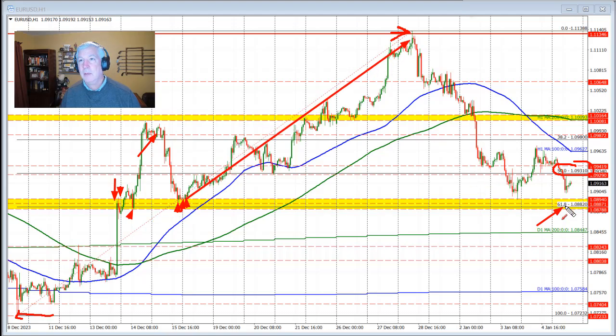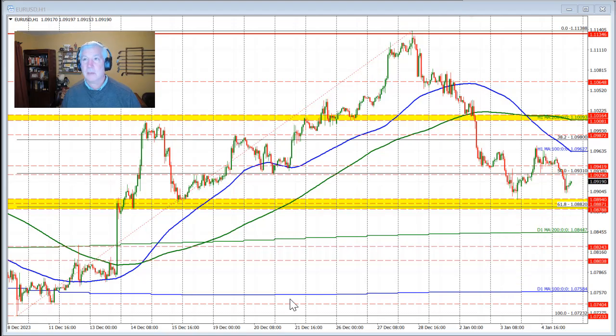So getting below this level would be more bearish, and then we look toward the 200-day moving average. That comes in at 1.08447. That's on further euro versus US dollar selling. That's dollar buying on the top side for this currency pair.